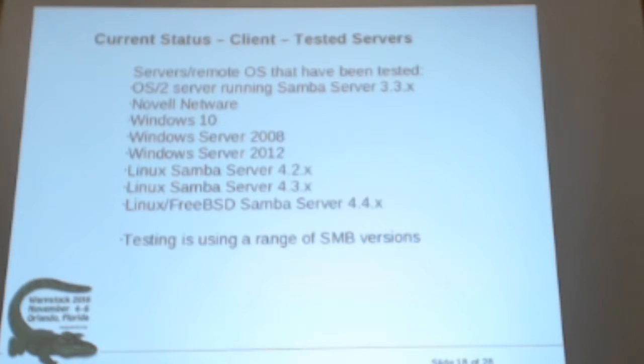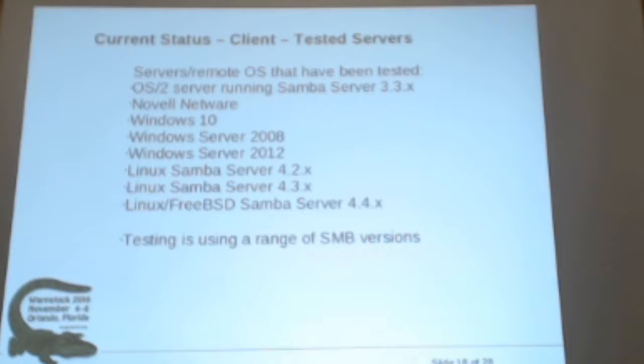Oh, no, sorry, tested servers first. That's right. All right, I'm on current status client tested servers. So in terms of servers and remote operating systems that have been tested so far, I've tested here with an OS2 server running Samba 3.3. Lewis has tested with Novell. Not sure that Novell NetWare is the right terminology these days, Lewis, but Windows 10 has been tested.